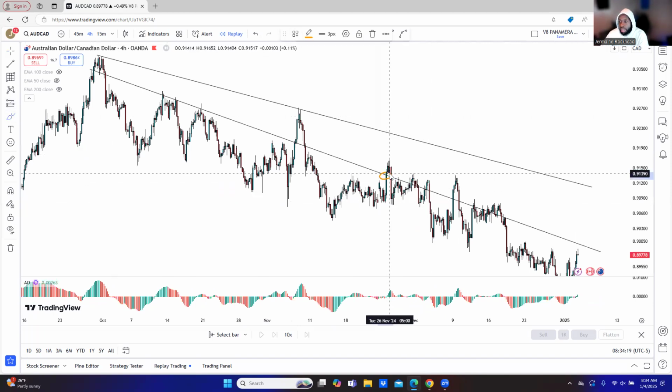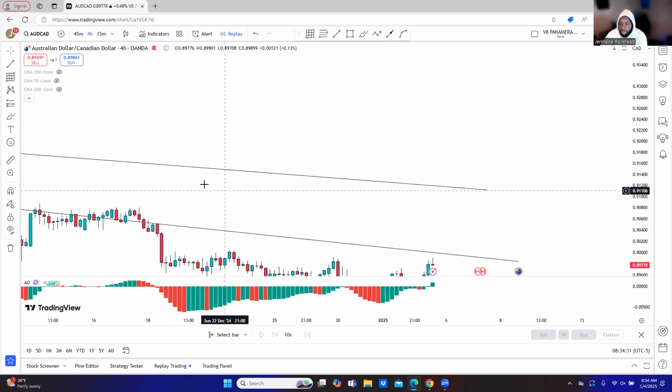Somebody was trying to buy here on this wick, sell. They were trying to sell here. They were trying to sell here. This person was trying to buy here, right? Boom. This person was trying to buy here. That's why these wicks. Let's zoom in.